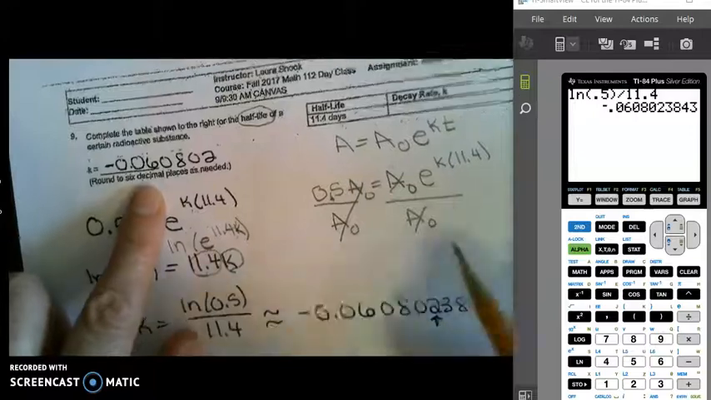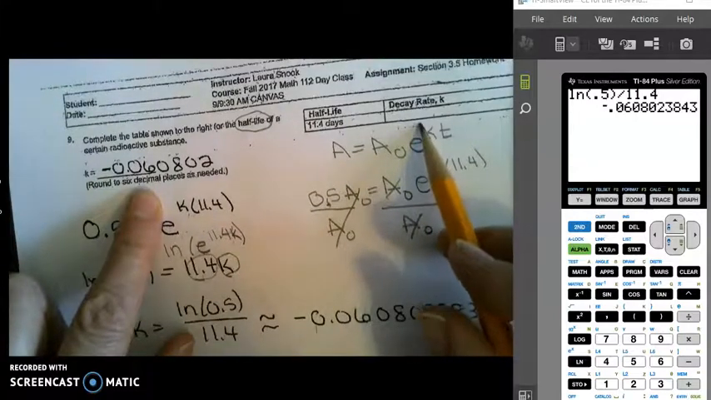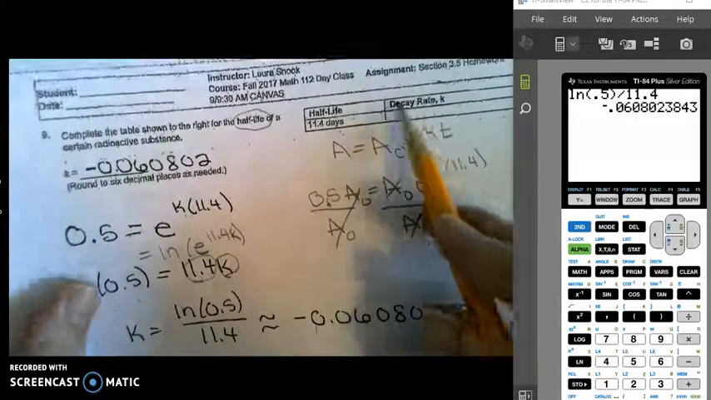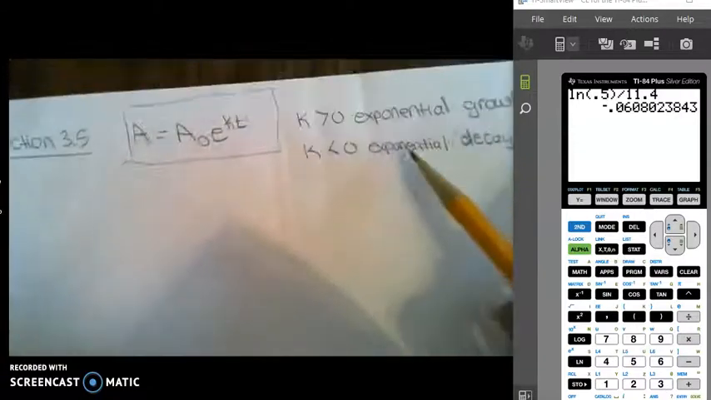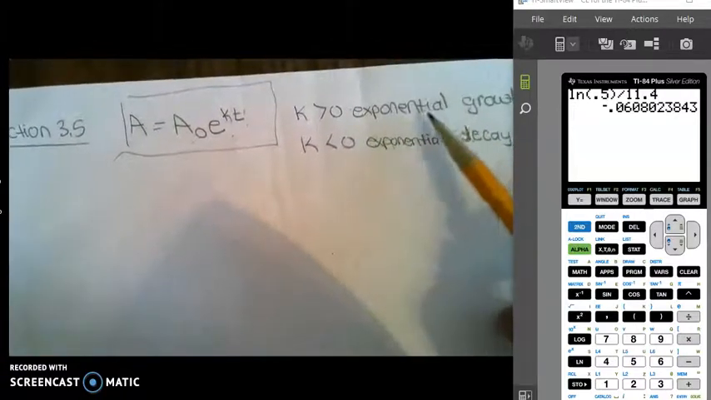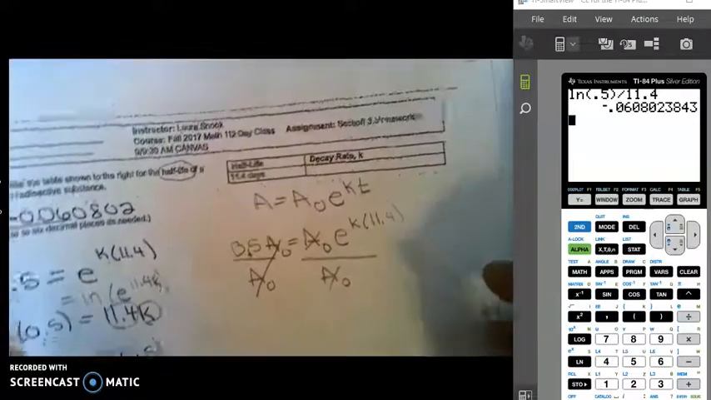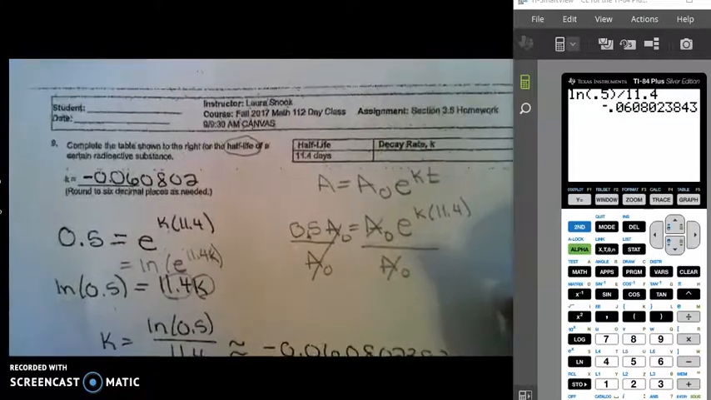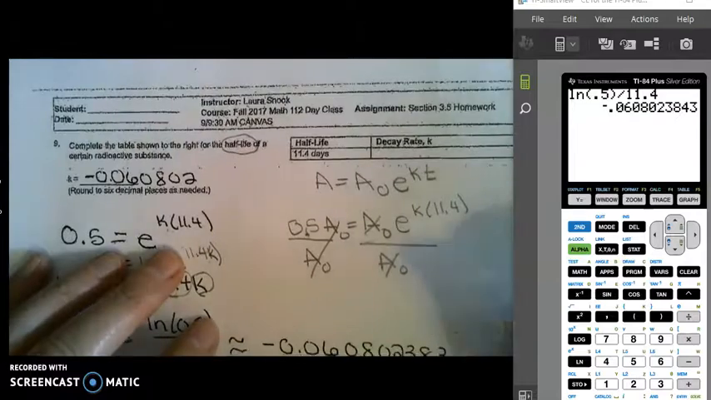So this is my value of K, my decay rate, which again should be negative if it's decaying, which means the population is reducing. It should be positive if it's growing. Okay, so that concludes the homework examples from section 3.5.